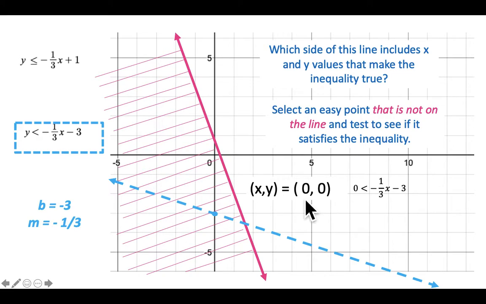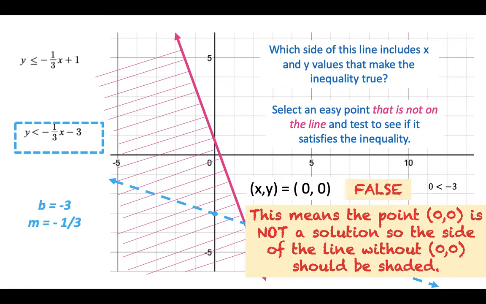I certainly do prefer testing the point 0, 0, so I'm going to do that again. If I drop 0 in for the x value, then I'll find that -1/3 times x is 0, and 0 minus 3 is -3. The statement 0 is less than -3 is false. Since that is not true, I know that this point 0, 0 does not satisfy my inequality.